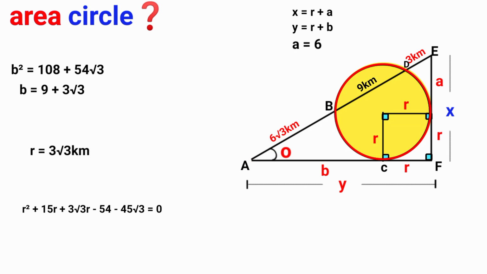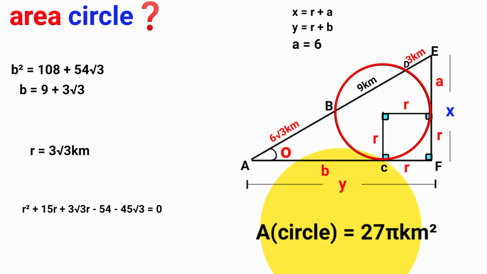The formula for calculating the area of a circle is pi r squared. r is 3 root 3. 3 root 3 all squared is 9 times 3, which is 27. So the area of the circle equals 27 pi kilometers squared.